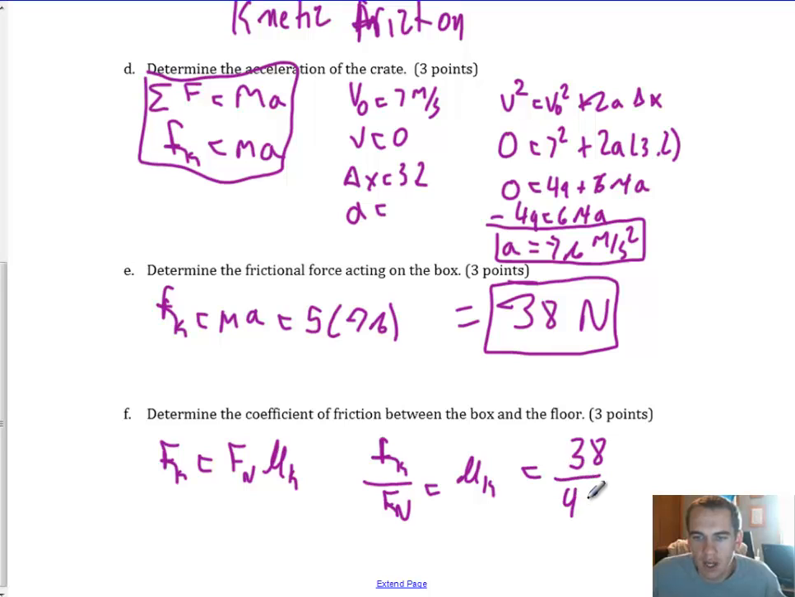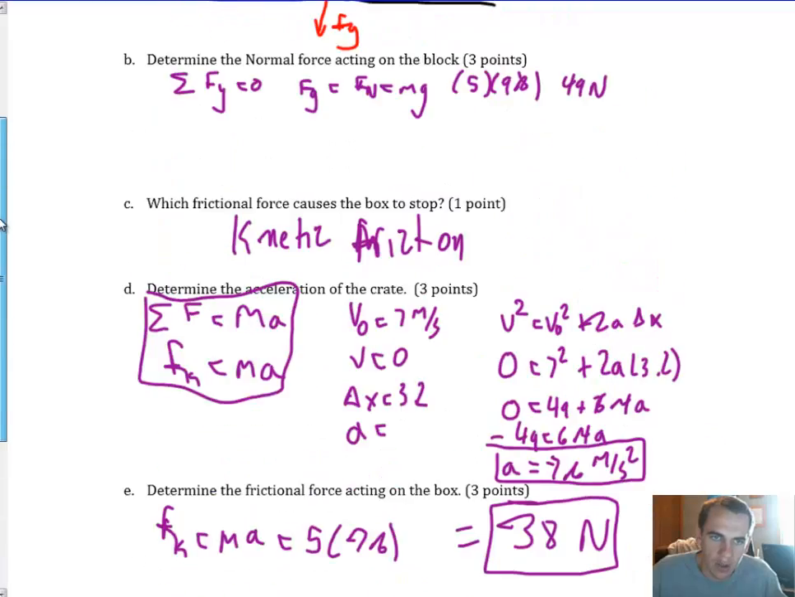38 divided by 49 is about 0.76. There are no units, it's just a relationship between two forces. Okay, so you're good to go there.